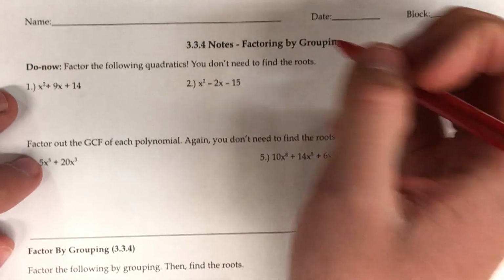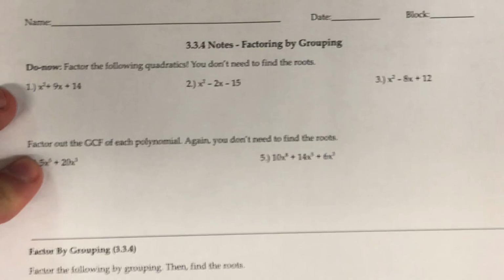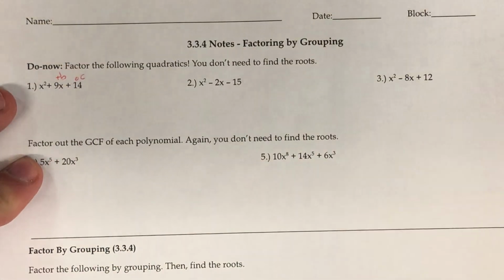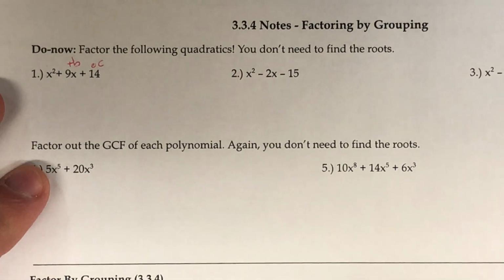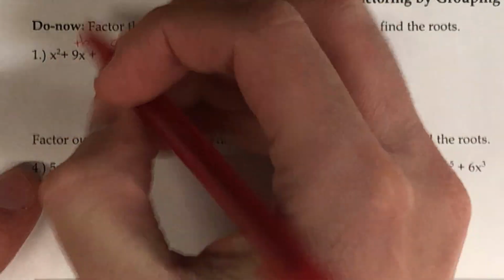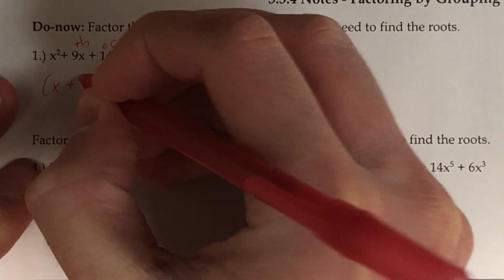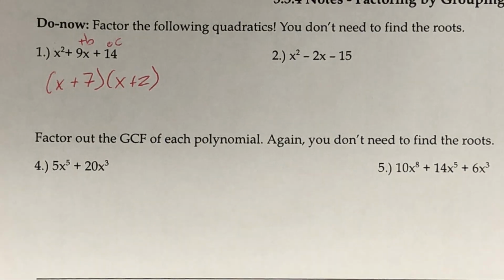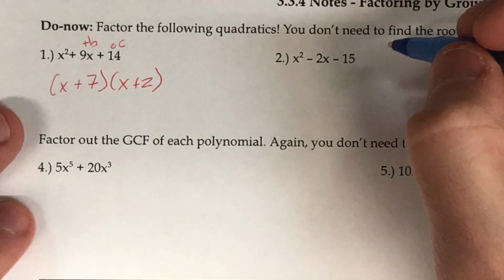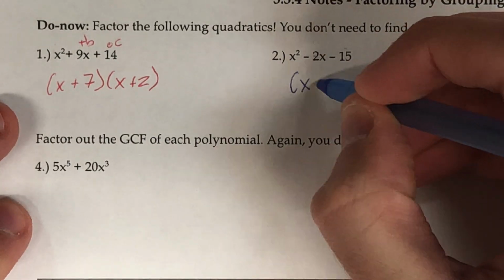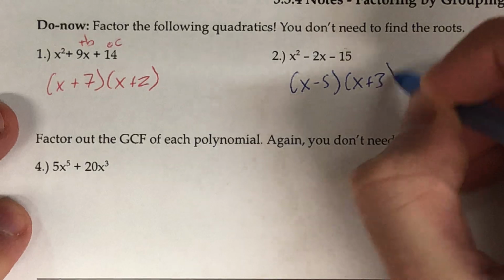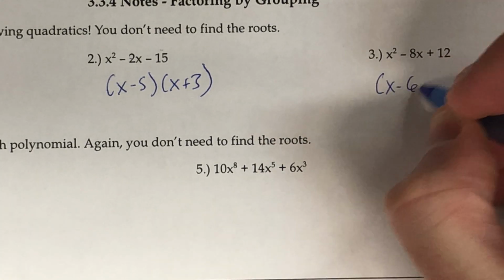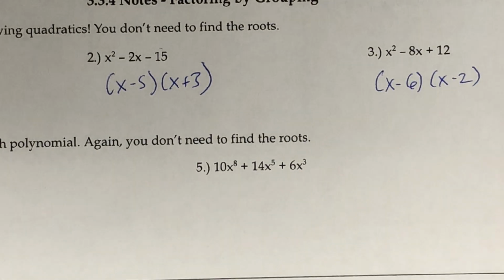Okay, we're back. When we're factoring where a value for a quadratic is 1, we look for numbers that multiply to c and add to b. So multiply to 14, add to 9, those numbers would be 7 and 2. For number 2, multiply to negative 15, add to negative 2, those numbers would be negative 5 and positive 3. And then number 3, multiply to 12, add to negative 8, those would be negative 6 and negative 2. So those would be our factors.